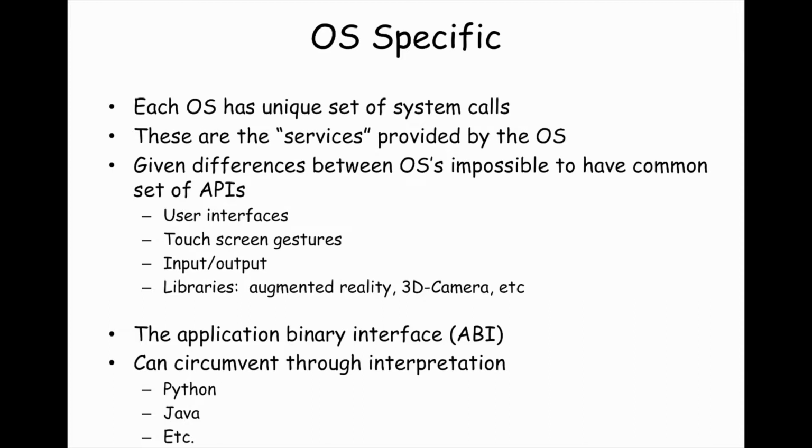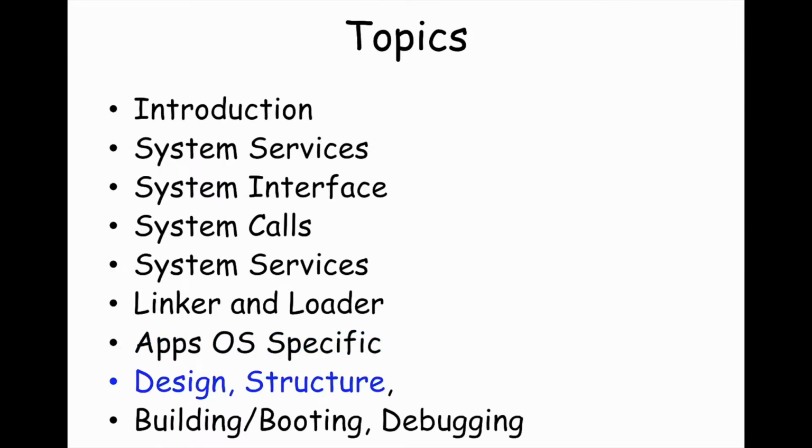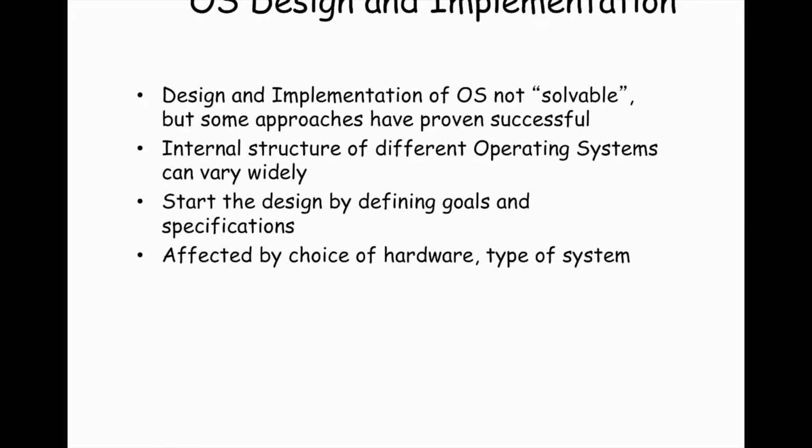So this interpretation allows you effectively to write once, as it were, and run anywhere. Well, not anywhere. There's a little asterisk on that. Anywhere for which you have an interpreter implementation. Okay. So let's take a look at a little bit of high-level details about the design and implementation.